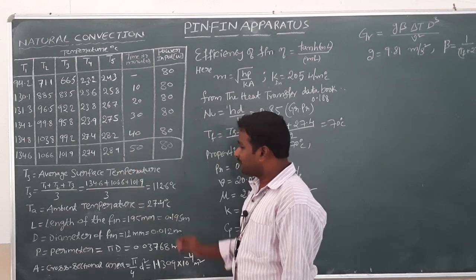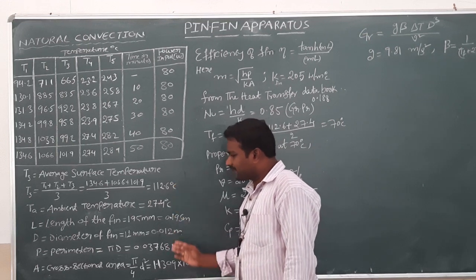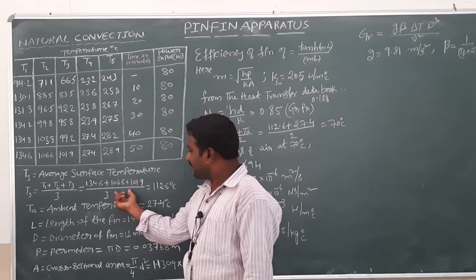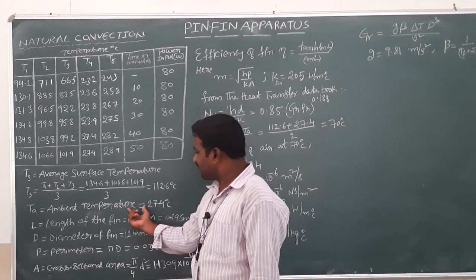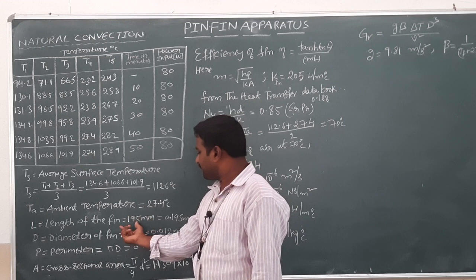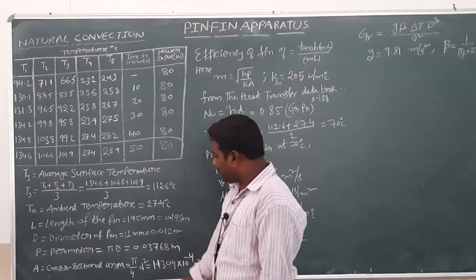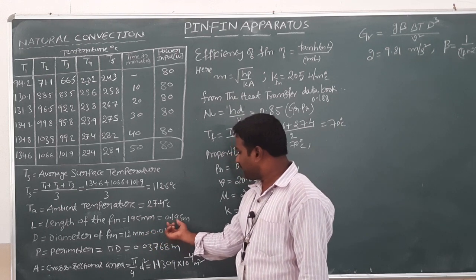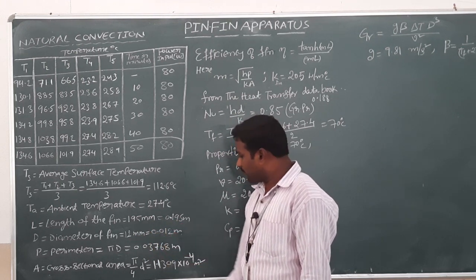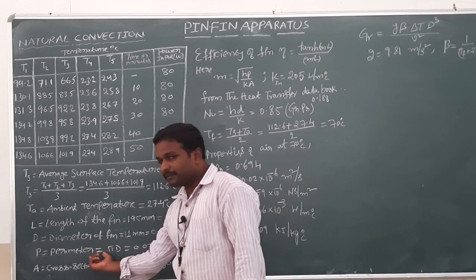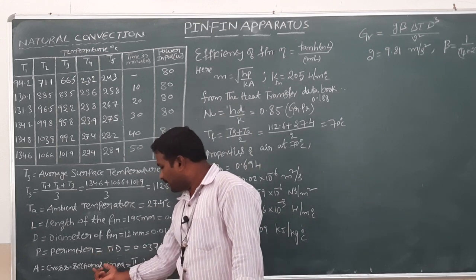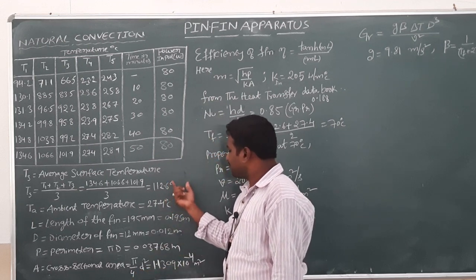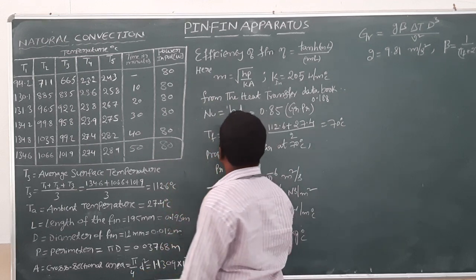for these values. Before going to the calculation part, these parameters are already calculated. We need the surface temperature, that's why I calculated the surface temperature, and this one is the ambient temperature. Length of the fin is 195 mm and diameter of the fin is 12 mm, converted into meters as 0.195 meters and 0.012 meters. Perimeter of the fin is pi d, and cross sectional area of the fin is pi by 4 d square. These parameters will help at the time of the calculation.